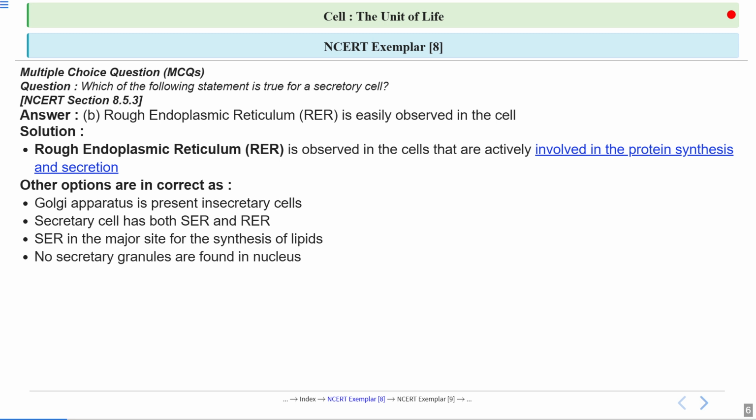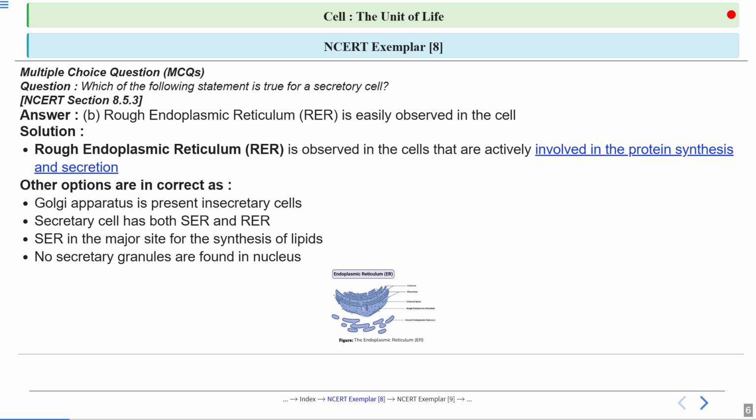And no secretory granules are found in the nucleus. Nucleus is not related to any secretory functions, and secretory granules are not found or confined to the nucleus part. So here you can see the endoplasmic reticulum, both the smooth endoplasmic reticulum as well as the rough one. The rough one you can see is having these ribosomes attached to its surface. Okay, let us move to our next question.